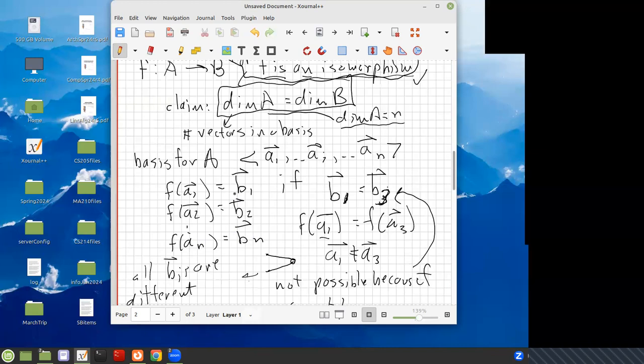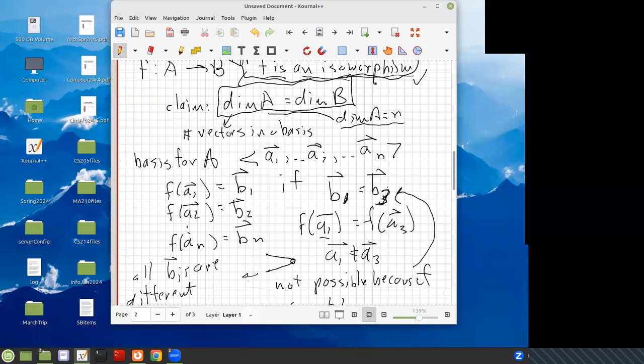One is there might not be n of them. There might be 10 here, but only 5 here. But if that's the case, the way that would occur would be some of these would have to be the same vector. I have a B1, a B2, a B3, but maybe B1 is equal to B3. But I can't have that. That's not possible because f is 1 to 1.